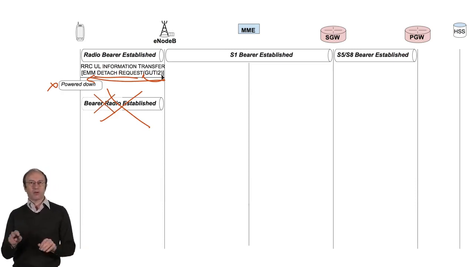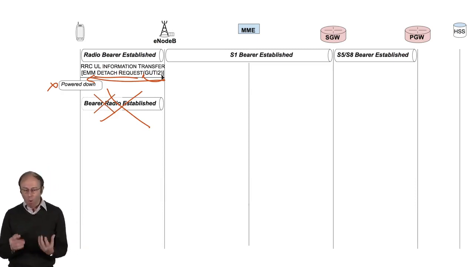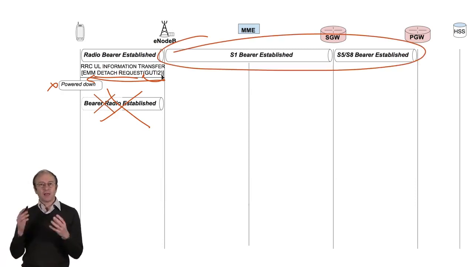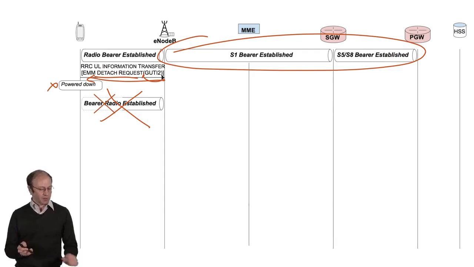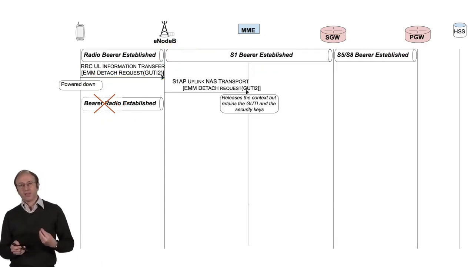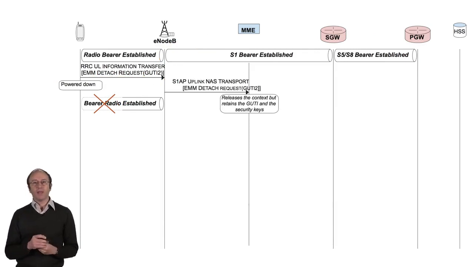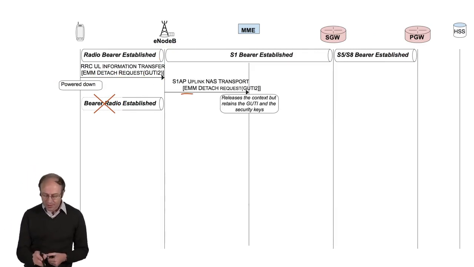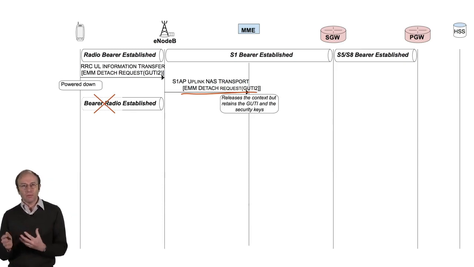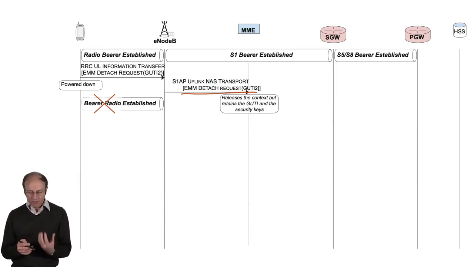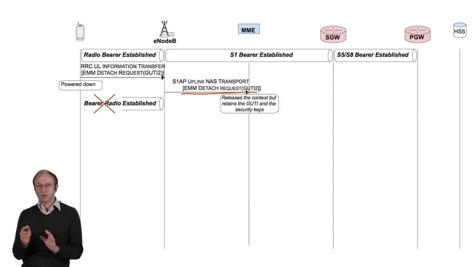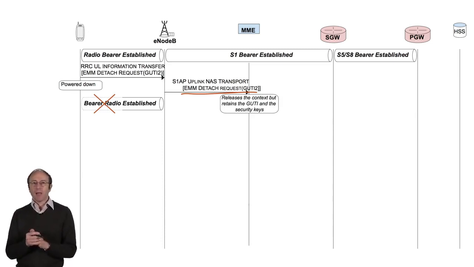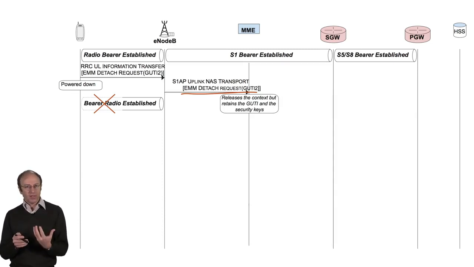There is no longer a radio connection, but all the resources in the network must be released. So, the eNodeB sends a message to the MME indicating the disconnection. The MME will, for that subscriber identified by his GUTI, take the subscriber data and release the part of the context related to the bearer that had been established. But it will retain the GUTI and the security keys.